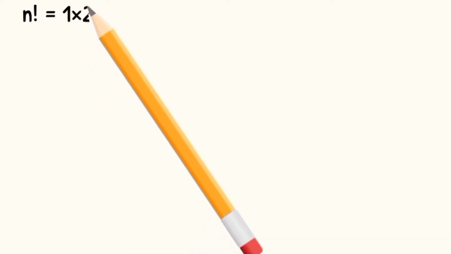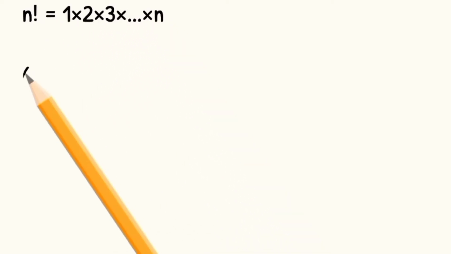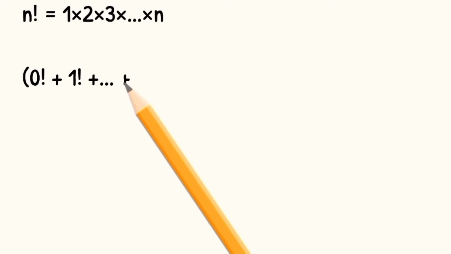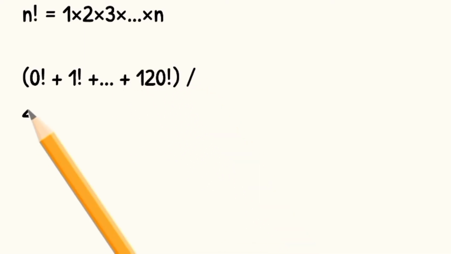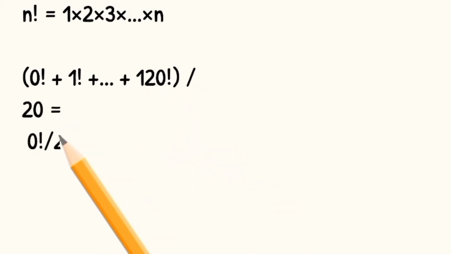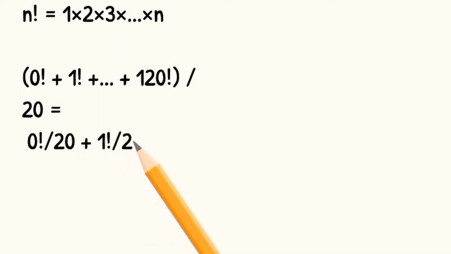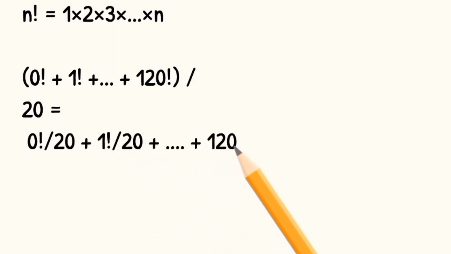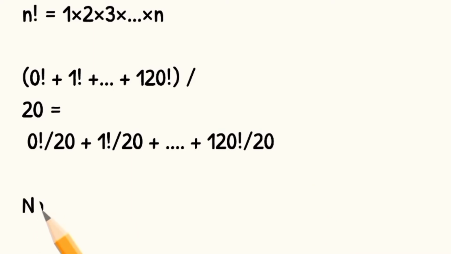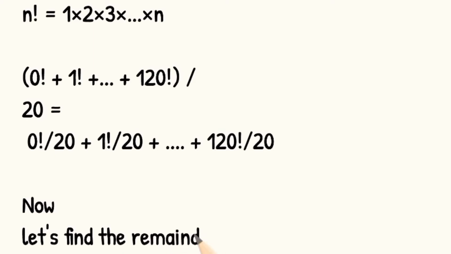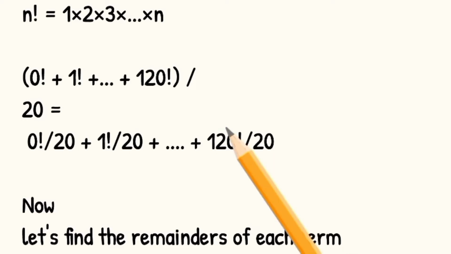Now, if you don't know what factorial means, n factorial is equal to 1 into 2 into 3 into etc. into n, where n is a natural number. Now, let's write 0 factorial plus etc. up to 120 factorial divided by 20 as 0 factorial by 20 plus 1 factorial by 20 plus etc. up to 120 factorial by 20. And then let's find the remainders in each term, add them all, and then divide by 20 to get the answer. Okay, it's not that hard.